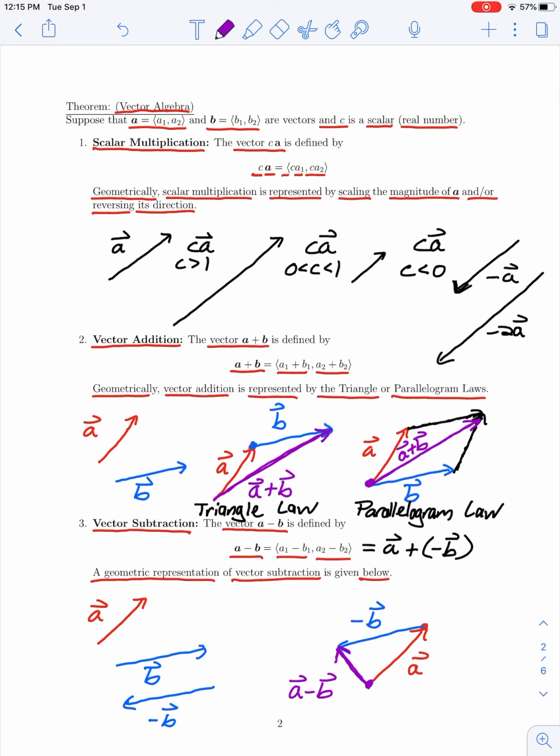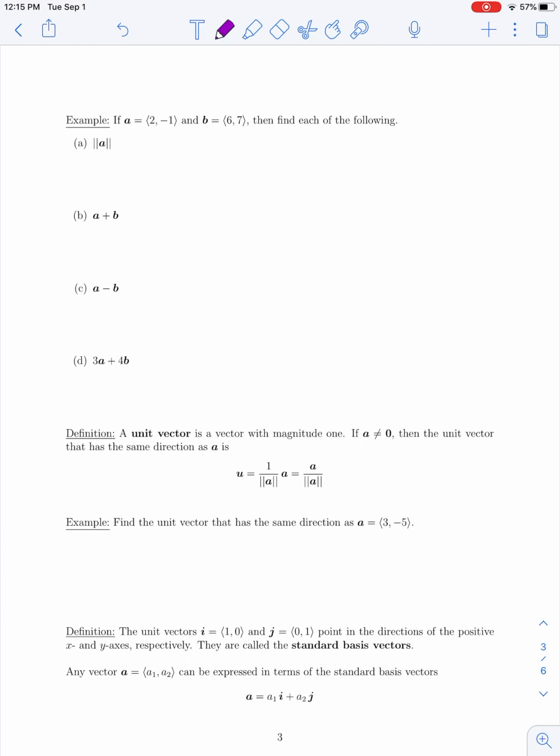So now that we've talked about different operations that we can perform on vectors, such as scalar multiplication, addition, subtraction, or how to find the length or magnitude of a vector, let's look at some examples of this. In this next example, we're given two vectors, A, which has components 2, -1, and B, which has components 6, 7. And we're asked to find, in part A, the magnitude of the vector A.